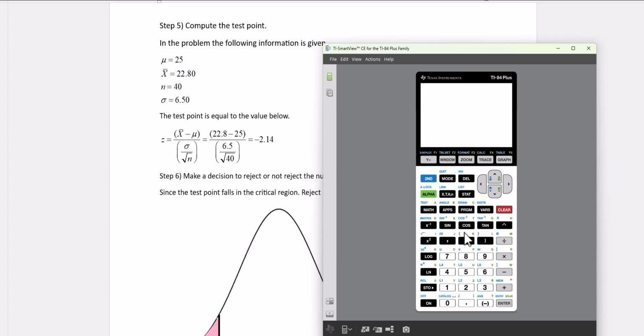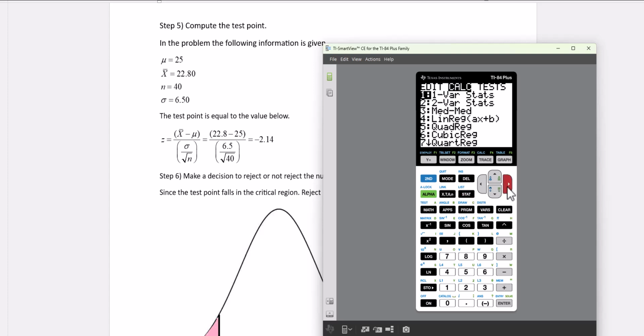I like to use parentheses when typing in the value. We have 22.8 minus 25 divided by 6.5 divided by radical 40. Negative 2.14. If you have a graphing calculator, there is a built-in function that we can use.